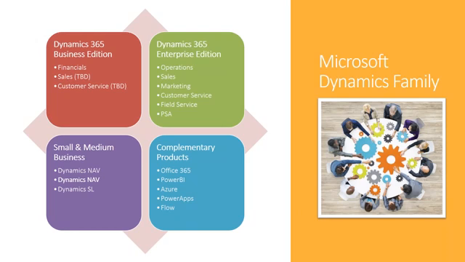But back to Dynamics NAV. By small and medium businesses, we mean companies usually in that 10 to 20 million range, all the way up to 500 million to even $1 billion in revenue. So, medium gets pretty big.